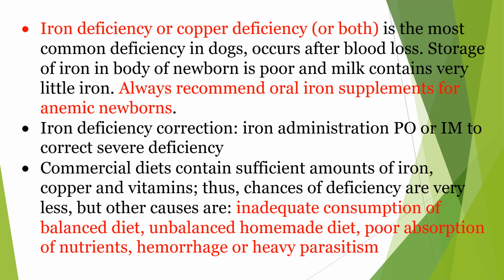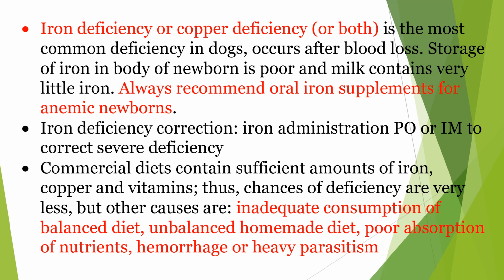Iron deficiency correction can be done by iron administration orally or by intramuscular injection to correct severe deficiency. Generally, commercial diets contain sufficient amounts of iron, so deficiency will not occur. Copper and vitamins are sufficient. Thus, the chances of deficiency are very low in commercial diets.